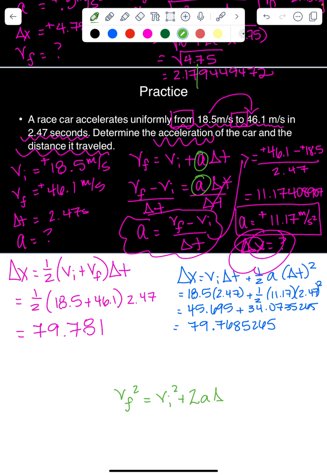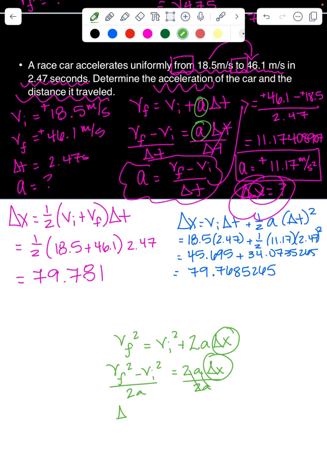Now let's go to our last equation, which is v final squared is equal to v initial squared plus 2 times the acceleration times delta x. Again, we're solving for delta x, so we have to rearrange this one. Whenever we are isolating a variable, we always start from the furthest away from that variable, working our way in. The first thing we get rid of is v initial squared. It's being added, so we subtract it. So v final squared minus v initial squared is equal to 2a delta x. Now I have to get rid of 2 times the acceleration by dividing. So delta x is equal to v final squared minus v initial squared over 2 times the acceleration.